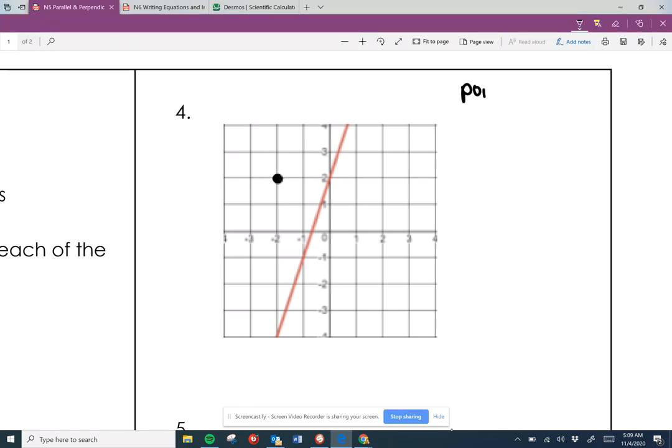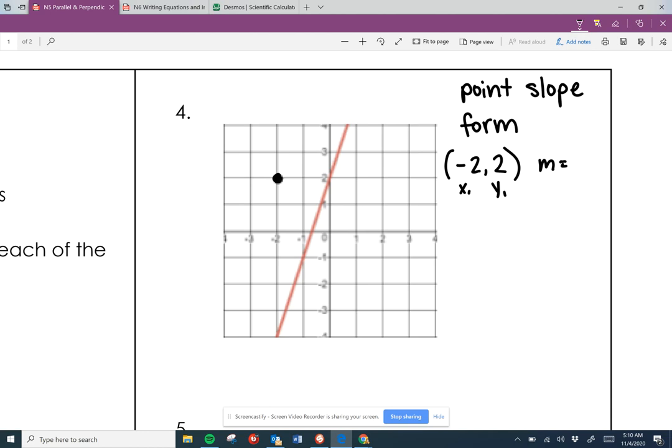Okay, because we're going to be given a point and we can find out what the slope needs to be from the red line. So here our point is going to be negative 2, 2. Okay, and that's going to give us our x1 and our y1 that we need, right? Our slope is going to be equal to the slope of this red line.